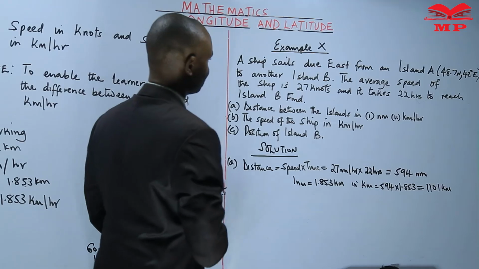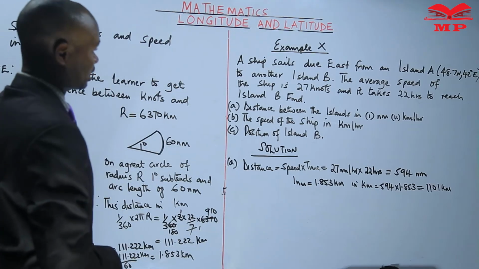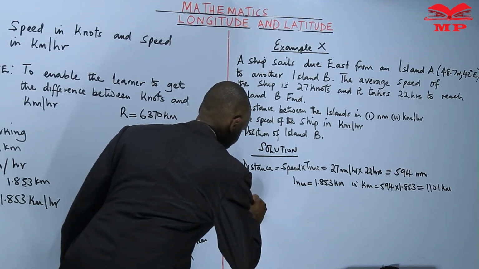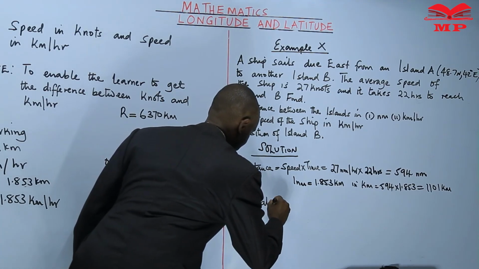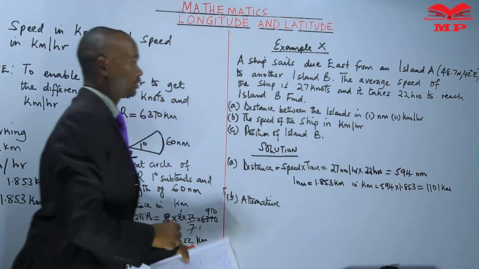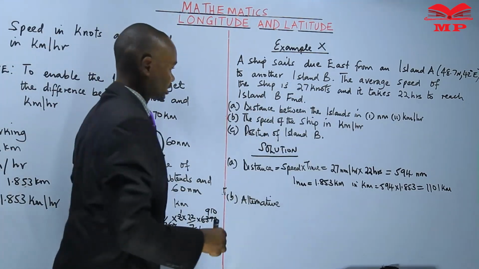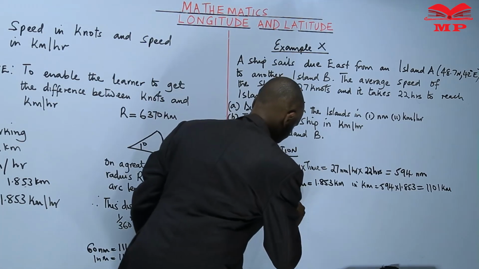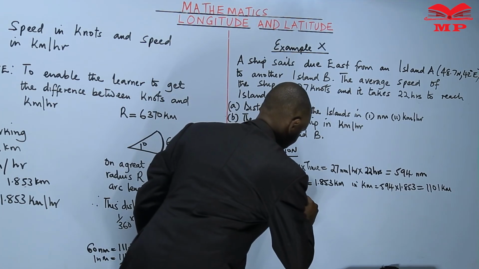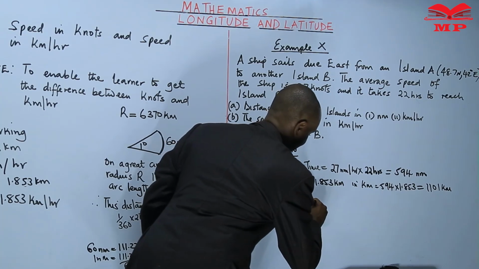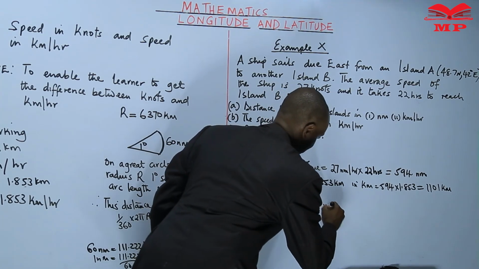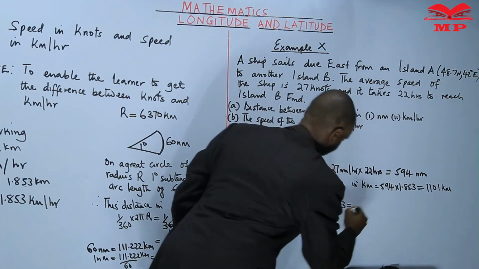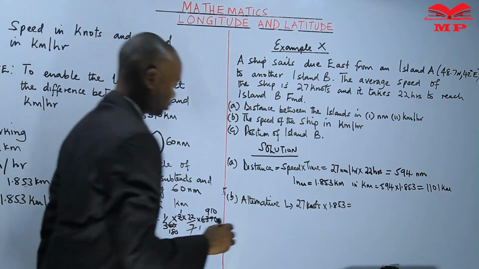So you'll come to (B), speed in kilometers per hour. There are two alternatives. Alternative 1, you just convert the knots to kilometers per hour. So you take 27 knots times 1.853, and it comes to 50.03.